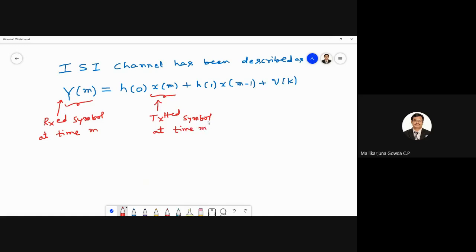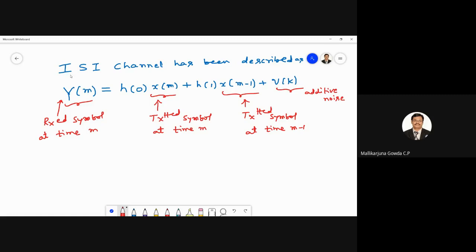At a time M, right? And this X of M minus 1 is the transmitted symbol at a time M minus 1. At a time M minus 1. Okay. And I said this is noise. It may be additive noise and other, which is not considered in our discussion. Additive noise always will be there.